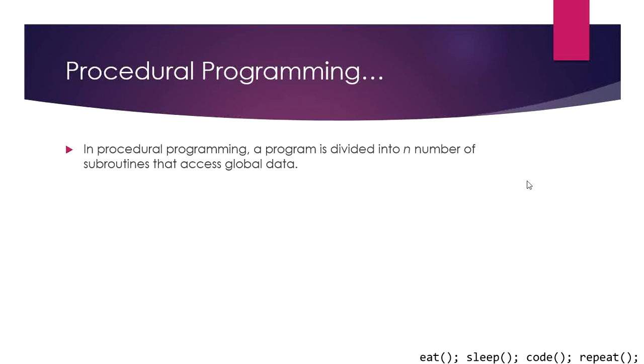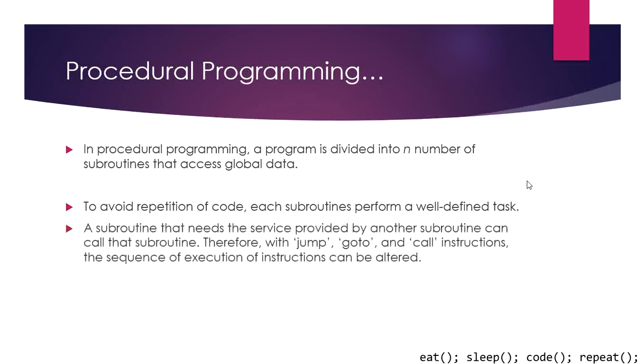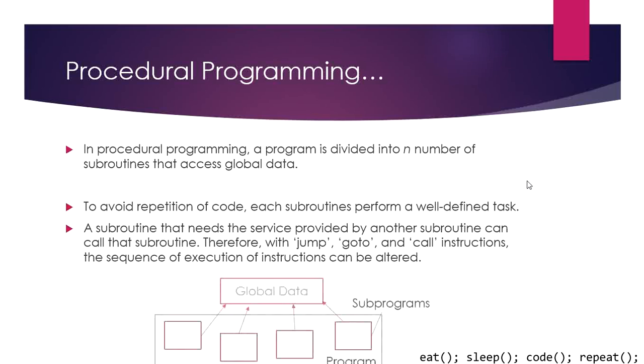Then we have procedural programming. In procedural programming, a program is divided into n number of subroutines that access global data. To avoid repetition of code, each subroutine performs a well-defined task. A subroutine that needs the service provided by another subroutine can call that subroutine. Therefore, with jump, goto, and call instructions, the sequence of execution of the instructions can be altered.